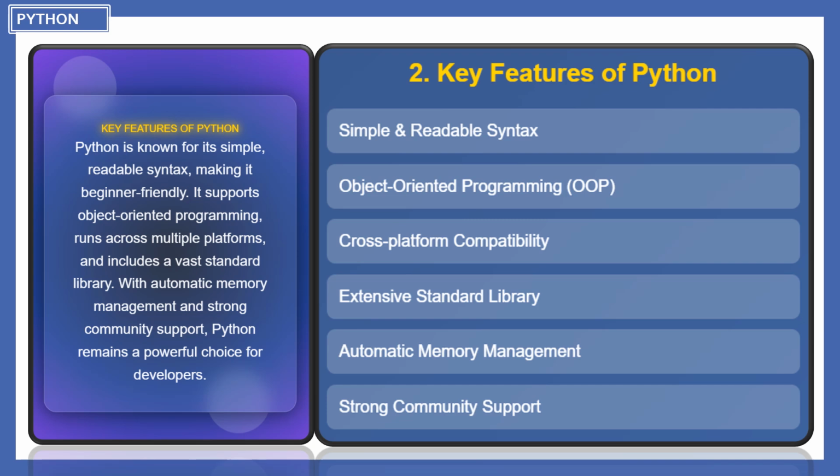Second, Python supports object-oriented programming. This means you can create reusable code using classes and objects. Object-oriented programming helps in organizing code efficiently and makes it easier to manage large projects.